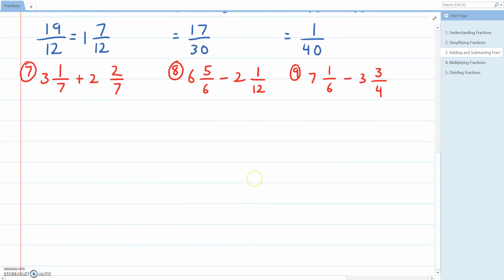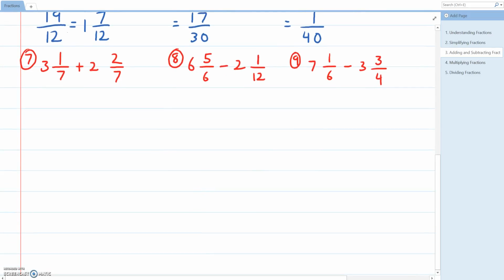Alright, these guys can be a little tricky. I think our best bet is to leave them as mixed numbers in this case. So I'm going to add the 3 with the 2, because I've got those as whole numbers. 3 plus 2 is 5, and then I'm going to work with the fractions, so 1/7 plus 2/7, just adding the numerators, so 1 plus 2 is 3 over 7. That's our final answer there. Can't simplify that or anything with that one.